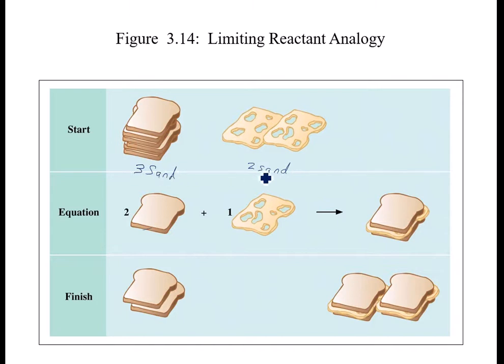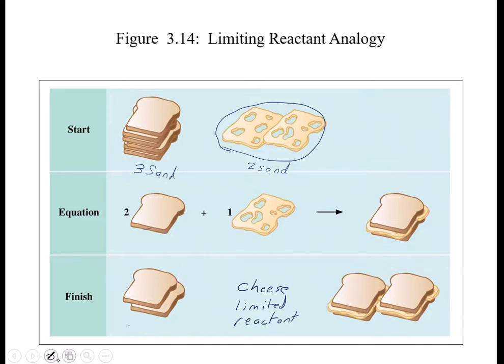So which one limits? Which one produces the least amount of product? Well, this one does. So what I'm left with is 2 sandwiches, and I'm out of cheese, so cheese was my limiting reactant. And because I only used up 4 pieces of bread, I'm left with 2 pieces of bread. So this is a non-chemistry example of limiting reactant.